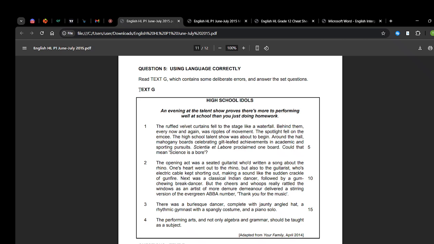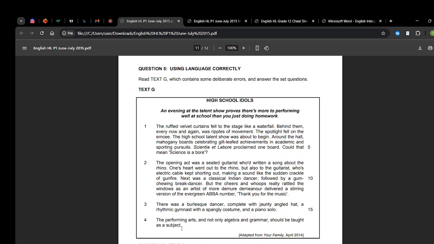But for now, guys, it's 7:38. At 7:40, 7:41, we have three to four minutes. Let's read through this and see what we see. Question 5. Using language correctly, read Text G, which contains some deliberate errors, and answer the set questions. Let's read through this text quickly. It's not a comprehension where you follow the steps. You can read it once or skim it and then answer the question. So approaching this one is a bit different. Two to three minutes, guys. Let's see what we see here and try to answer some questions.